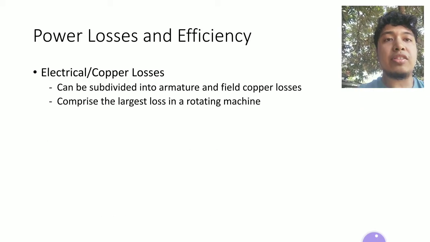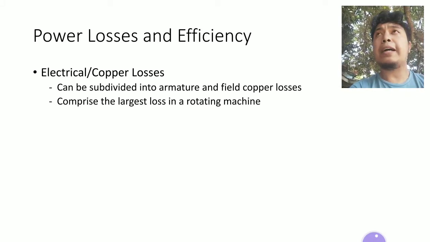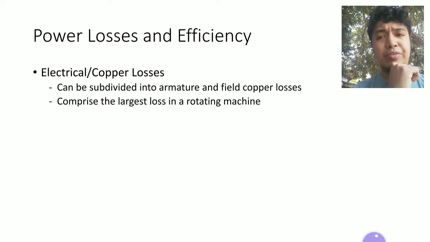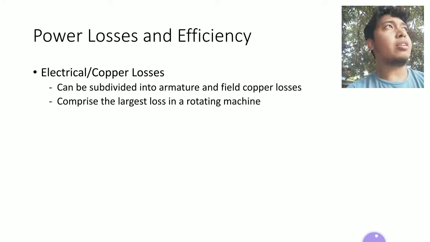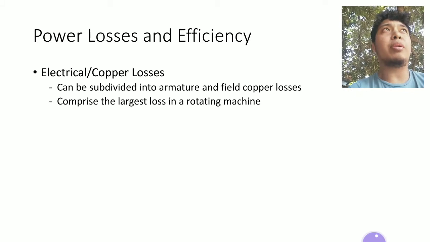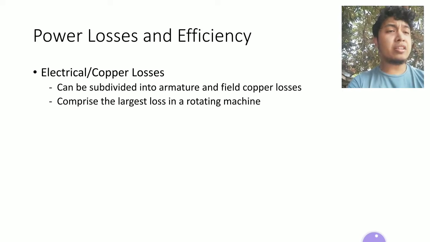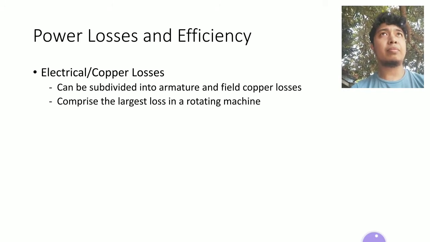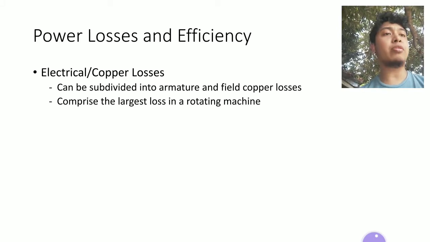And then you have the copper losses. So your copper losses can be subdivided into your armature and field. Yan yung pinakamalaking loss ng rotating machine. So the idea is, if you have a generator that is rated at, let's say, maybe 1 kilowatt, if the output of the generator is 1 kilowatt, then you have to have an input of greater than 1 kilowatt because of the losses.